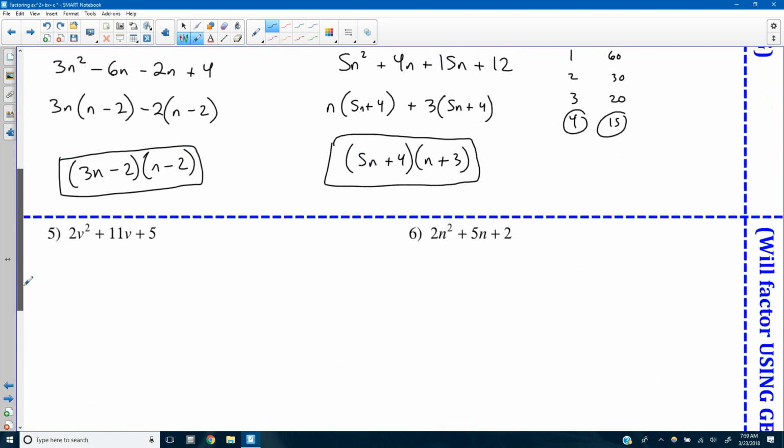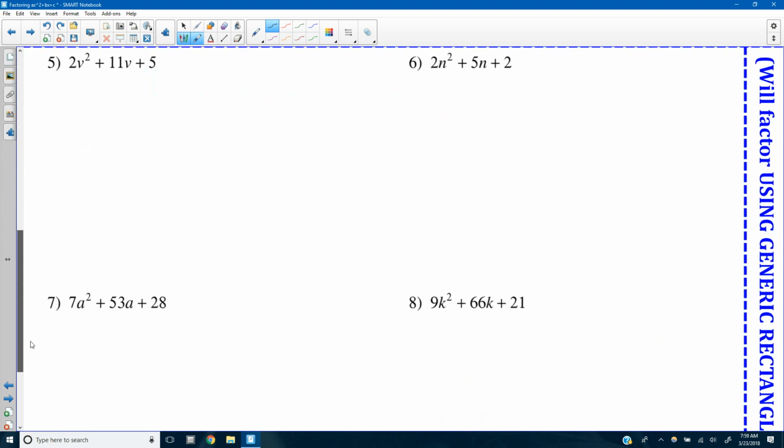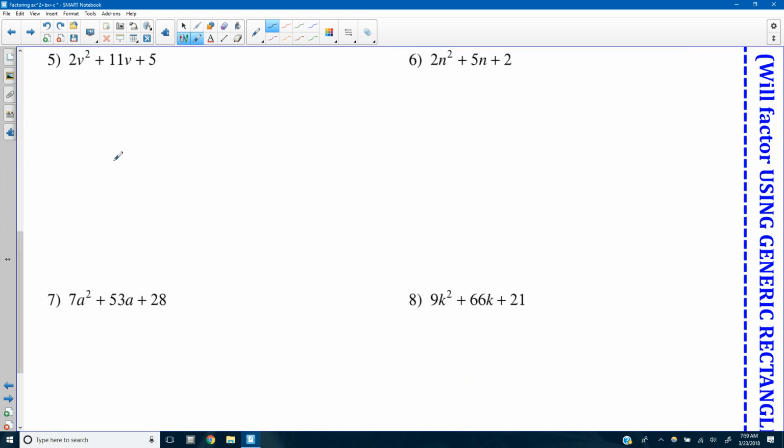Awesome. Let's go ahead and use generic rectangles. To be honest, this is my least favorite, only because it takes me the longest. Some other people, it takes them the shortest amount of time because they don't know how to do the others. But if you know how to do the others, they are faster to do. Okay, I hope that makes sense.